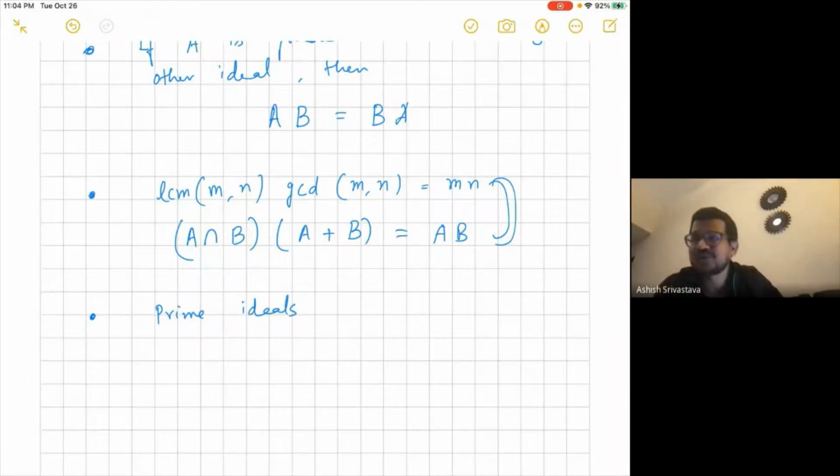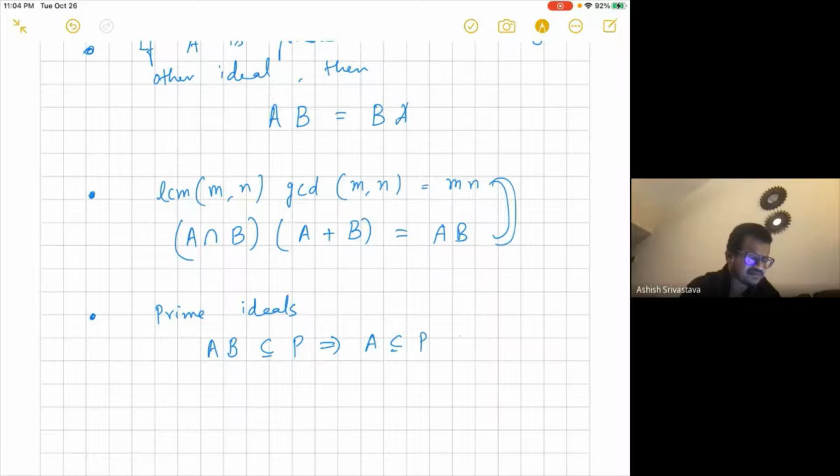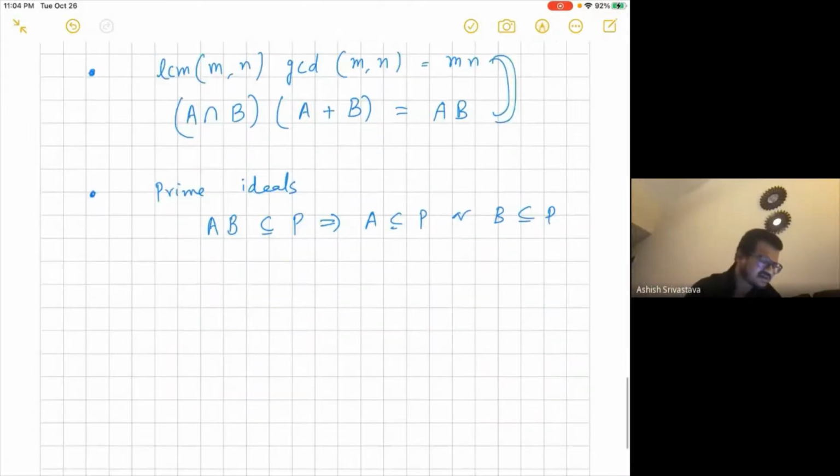When you go to non-commutative rings, instead of elements, you define it in terms of ideals. So you say an ideal P will be prime if anytime AB is contained in P, that implies A is contained in P, or B is contained in P, right? That's something you learn in your graduate algebra class.